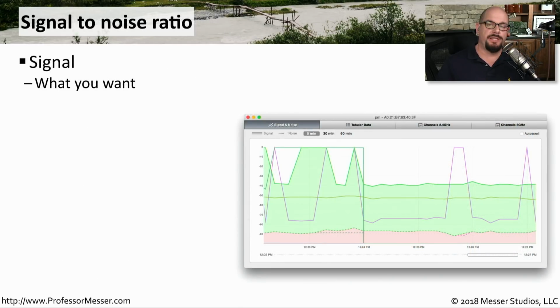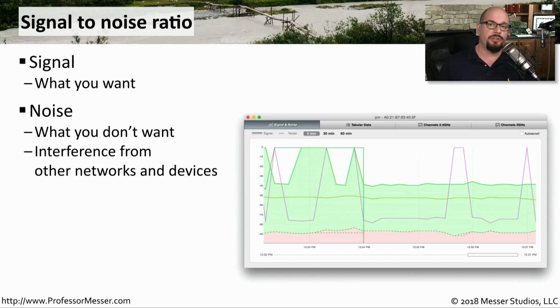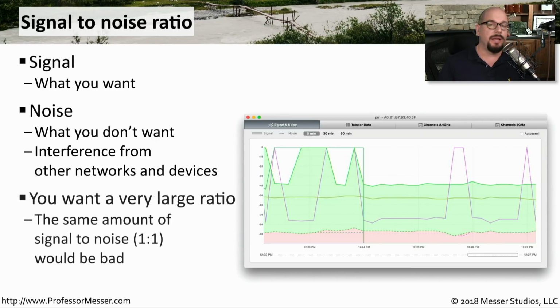One good overall statistic to see just how much interference may be occurring on your wireless network is your signal-to-noise ratio. The signal is the normal communication that you want from your wireless network. The noise is interference that you might get from other devices and other wireless networks. And you would like to have a very large ratio between the signal and the noise. You would like to have much more signal than you're having of noise on your network.